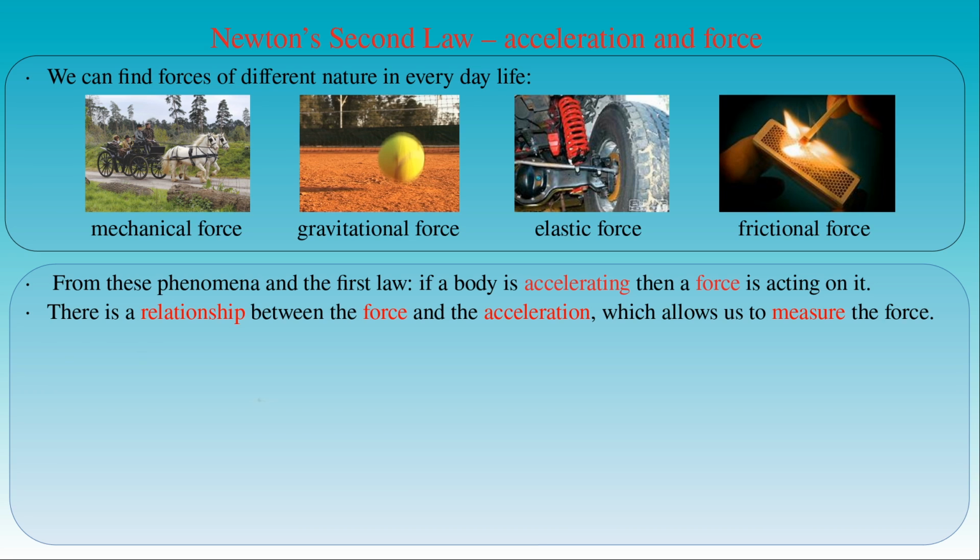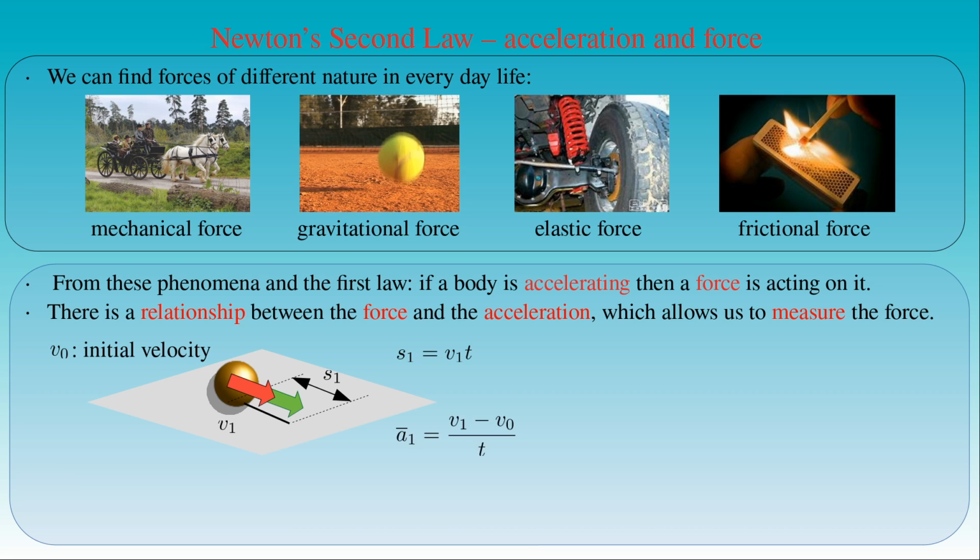Let us consider a ball made of wood, which is moving at the velocity v0 or at rest on a flat surface. If the ball is at rest, then v0 is 0. We can push the ball, giving it a greater velocity v1. Then we measure the distance s1 covered by the moving ball in the time interval t, which is equal to v1 times t. If the time interval t is short enough, then we obtain the average acceleration a1 of the ball by computing the ratio of the difference between v1 and the initial velocity v0 to the duration t. This average acceleration is associated with the mechanical force we applied to the ball when we pushed it.